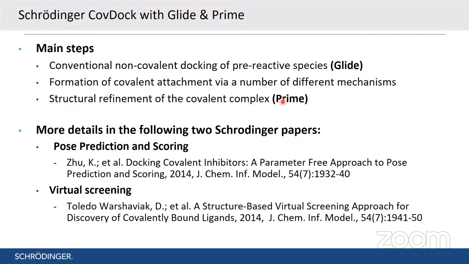Now, what are the main steps? As I said, again, it has a combination of Glide and Prime. So conventional non-covalent docking by Glide, and then formation of the covalent bond by the different SMILES-based reaction mechanisms that we defined in the CovDock, and then structural refinement based upon covalent formation. So it will perform the loop refinement again using Prime.